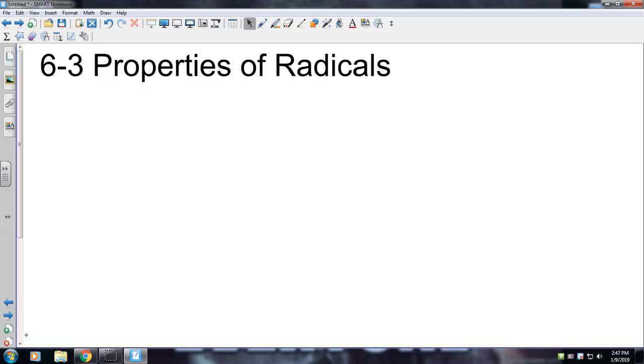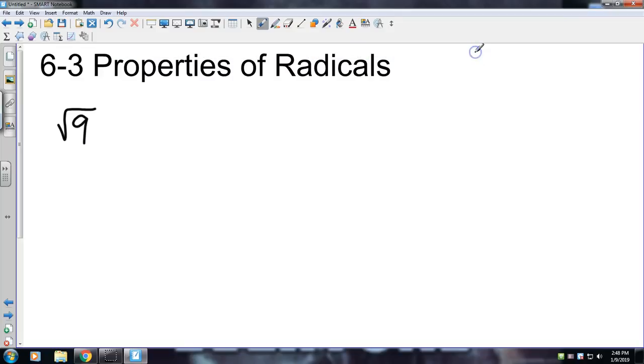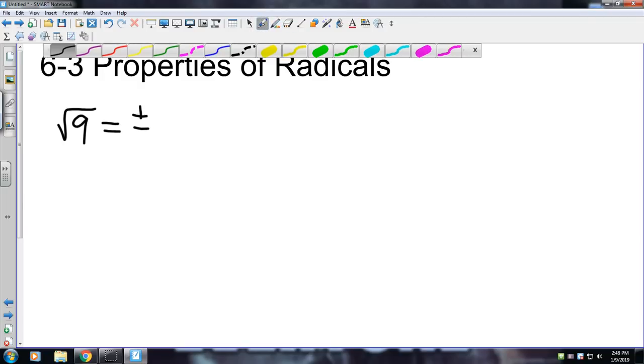So if I were to give you radical 9, and I asked you if that was simplified or not, hopefully you would tell me, of course that's not simplified. I can take the actual value of radical 9, and that comes out to be plus or minus 3.